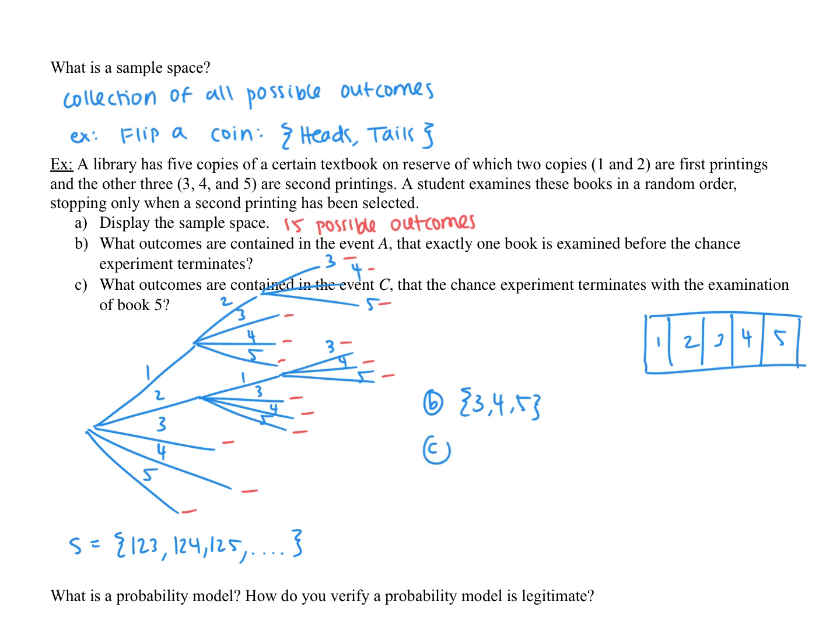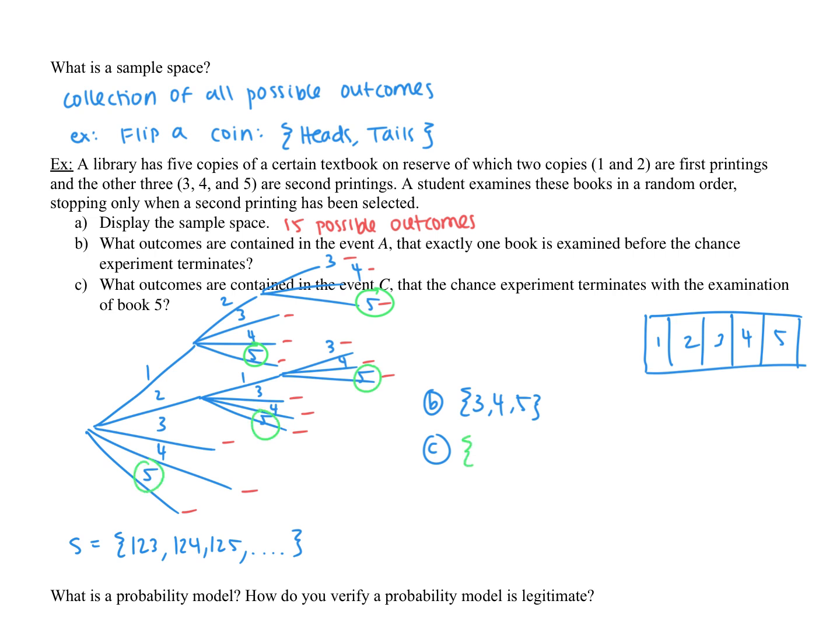Okay, and then part C. What outcomes are contained in the event C that the chance experiment terminates with the examination of book 5? So again, we're looking at all of those red outcomes. We're finding the ones that end with book 5. So I'm going to do that in green. Ending with book 5 is here, here, here, here, and here.